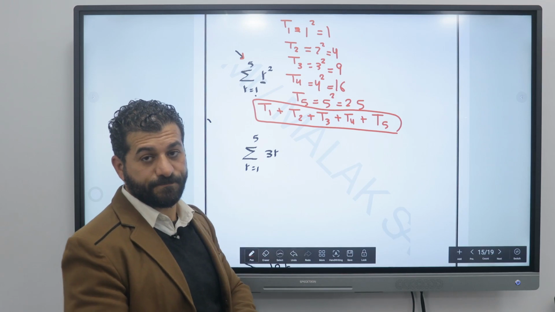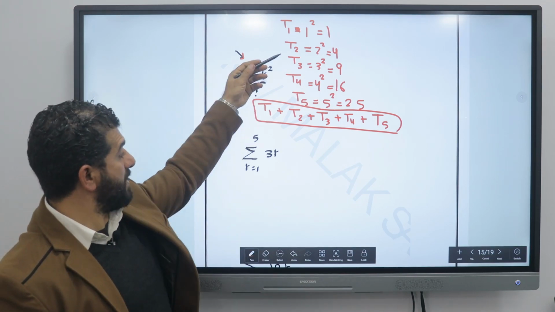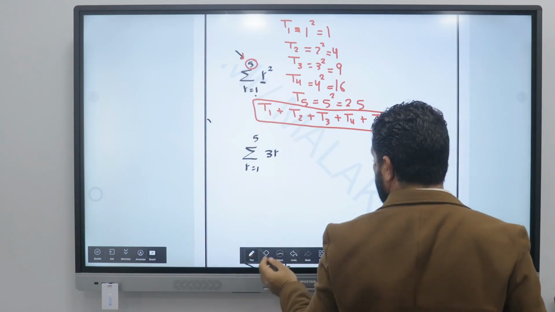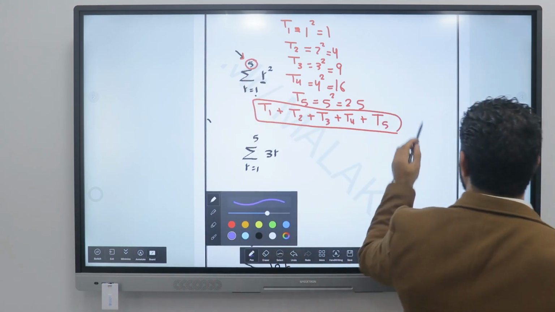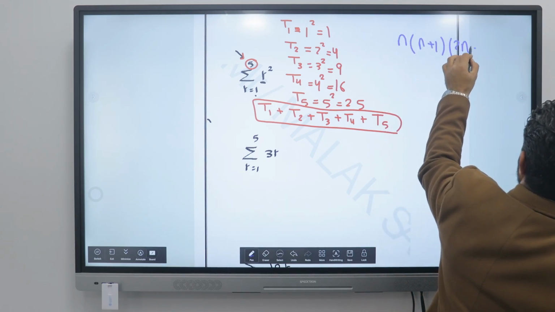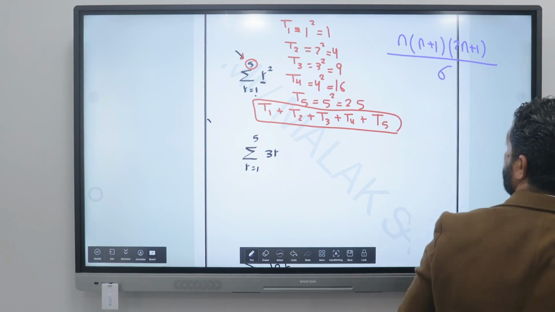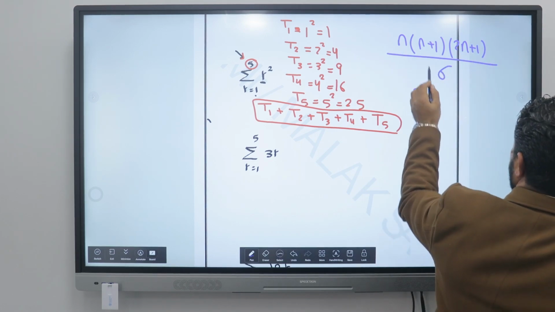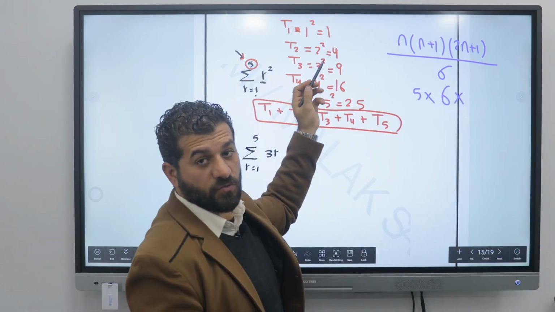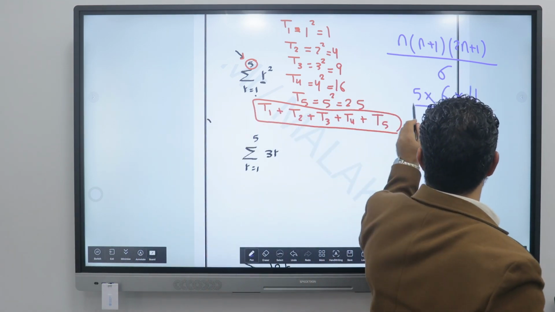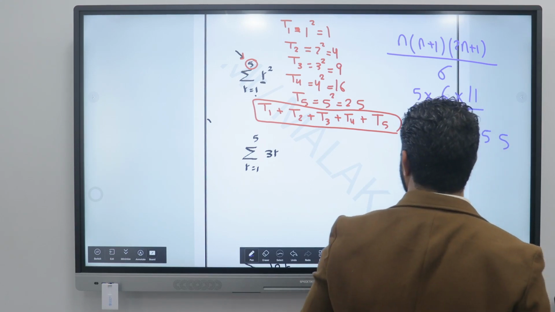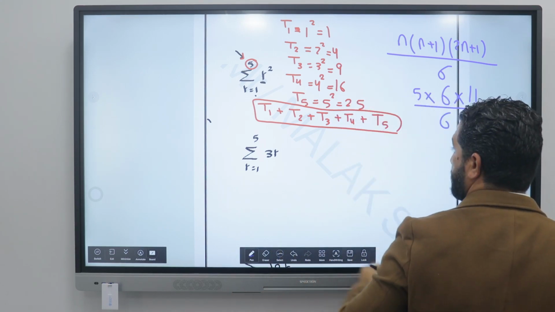The summation notation. Instead of adding all of these, we can apply the rule. Here, look, we have 5. So which rule are we going to apply? This rule, which is n multiplied by n plus 1 multiplied by 2n plus 1, all divided by 6. So right here, 5 multiplied by n plus 1, which is 6, and 2n plus 1, 2 times 5, 10 plus 1 is 11. Bear with me, divided by 6. It will be 55. Did you get it? Now this one here.